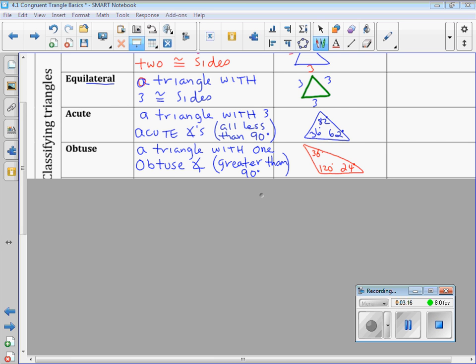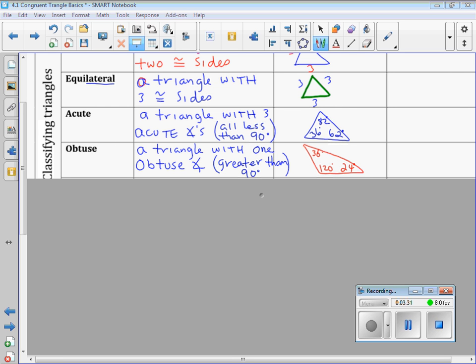A triangle with 1 obtuse angle is called an obtuse triangle. And that obtuse angle has to be greater than 90. So in this case, I have a 36 degree, a 24 degree, and a 120 degree triangle. That 120 degree angle is what tips it into being obtuse.